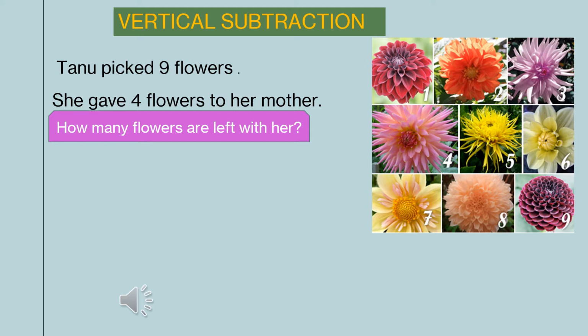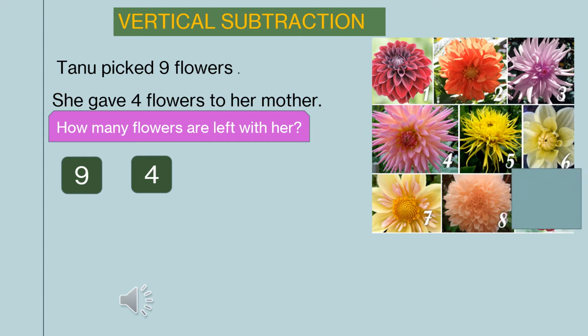So here, in total how many flowers are there? Yes, you are correct. There are 9 flowers and she has given 4 flowers to her mother. So we have to count 4 backwards to get the difference between 9 and 4. So let's start counting 4 backward.